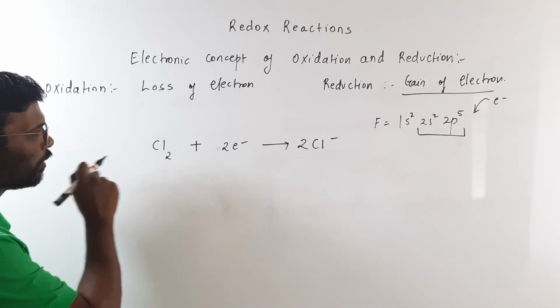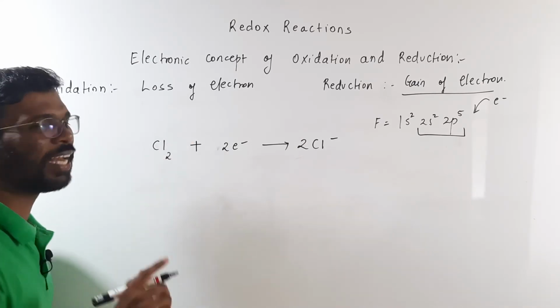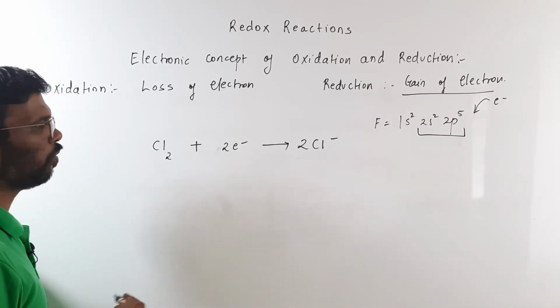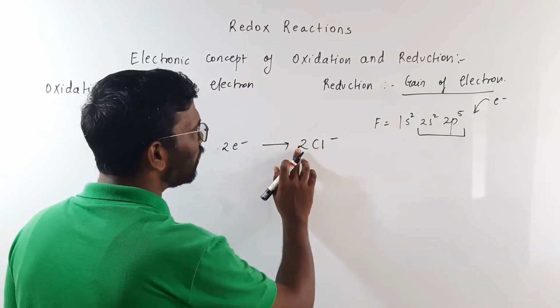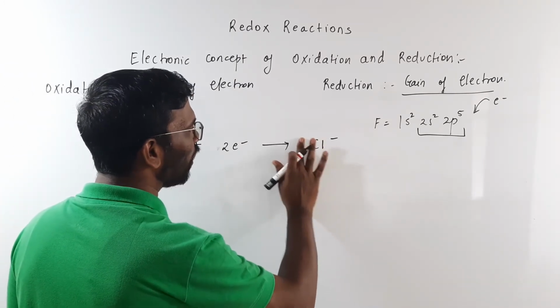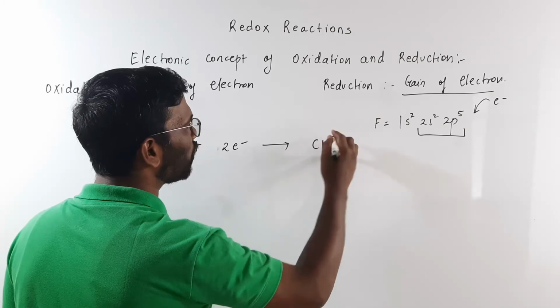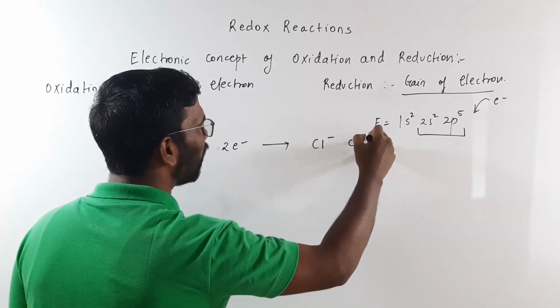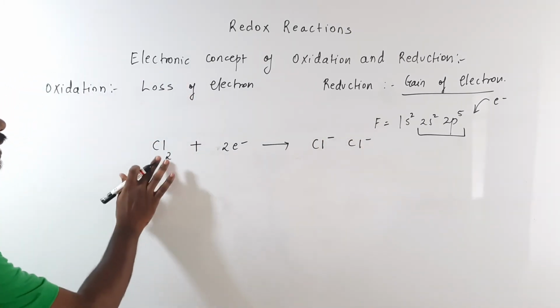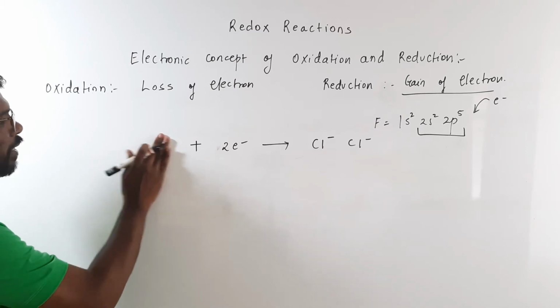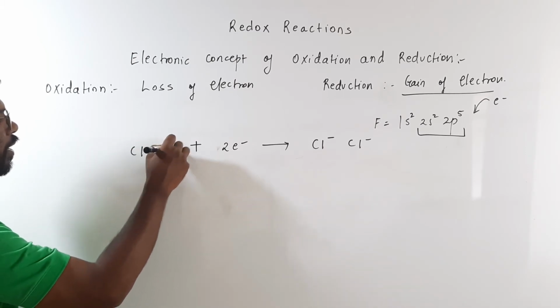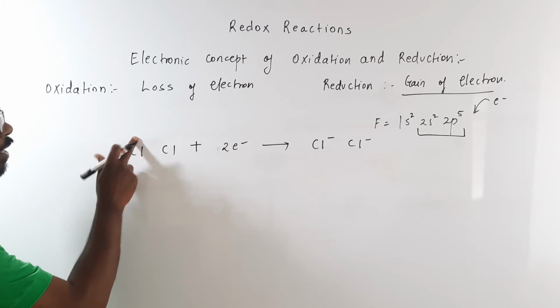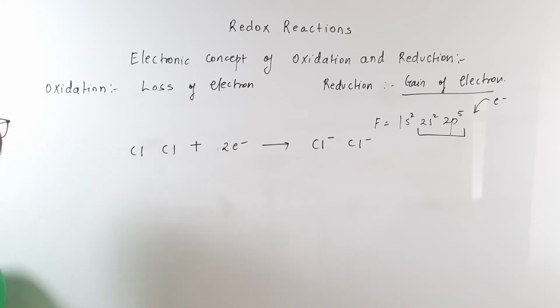Here, the thing is one chlorine accepts one electron. How? If I want to write this as Cl and Cl, I will write it in the split form. Instead of Cl2, I am writing Cl minus and Cl minus. And this molecule I am writing as Cl and Cl. Here it is 0, 0.